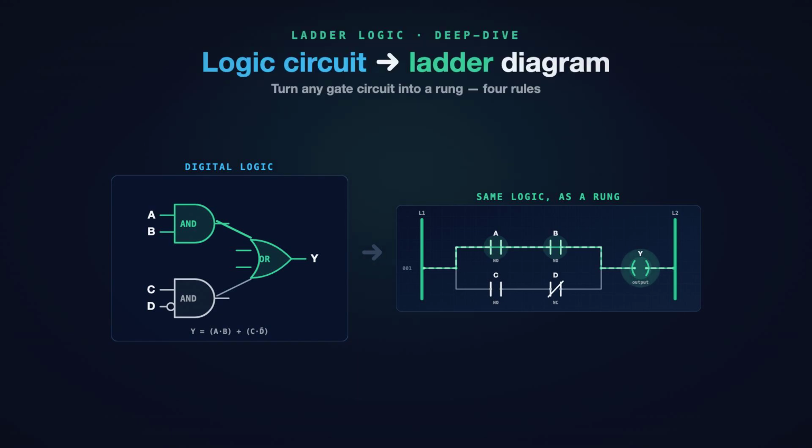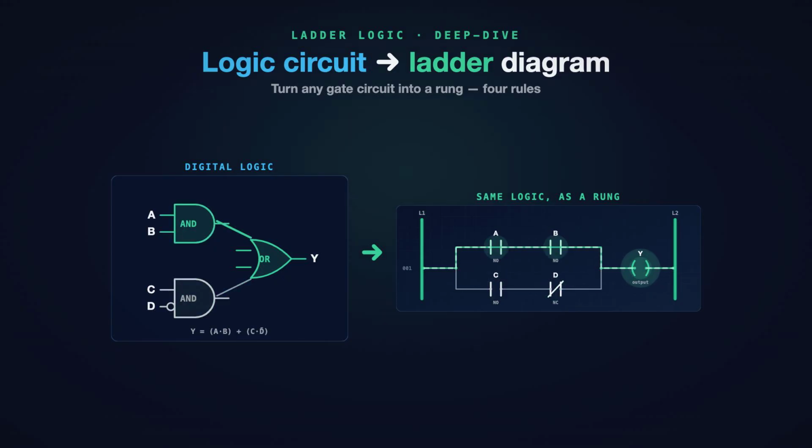Here is a digital logic circuit, a couple of gates wired together, and right beside it, the exact same logic as a PLC ladder diagram. In the next few minutes, you will learn how to convert a logic circuit to ladder, gate by gate, until turning one into the other feels automatic.